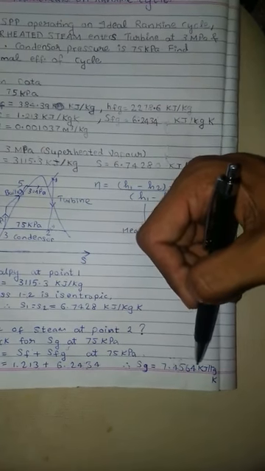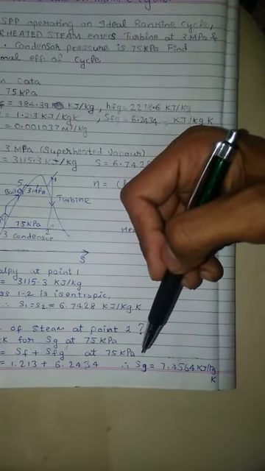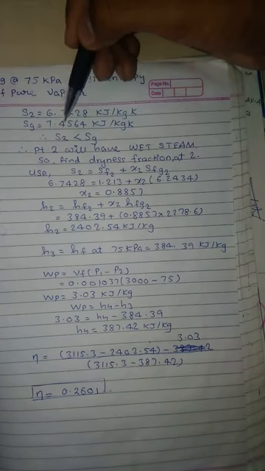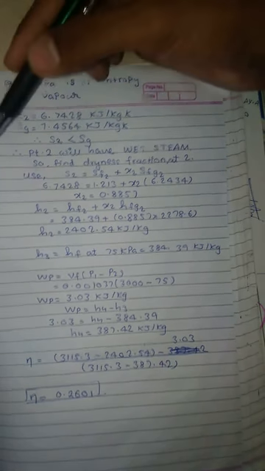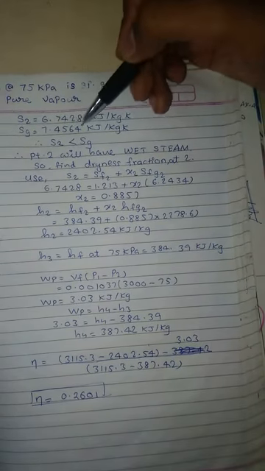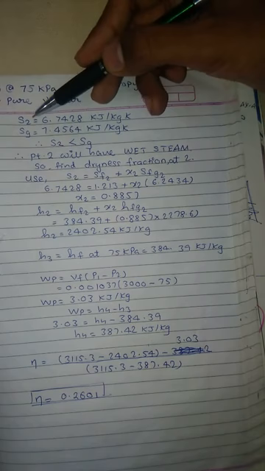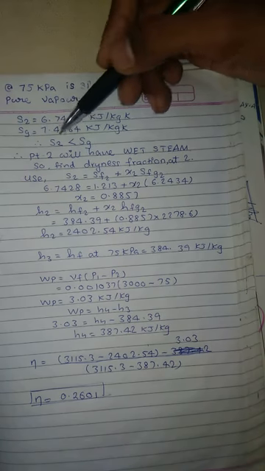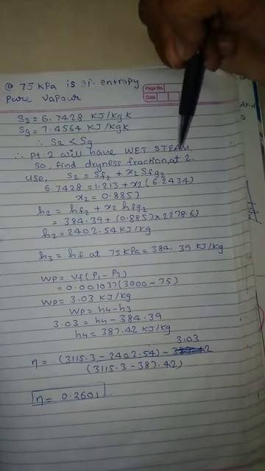As this S2 is less than Sg, you can see that S2 is 6.7428, but Sg is 7.4564, and therefore S2 is less than Sg. Therefore, point 2 will have wet steam. Had these two been equal, it would have been dry steam. Or if S2 were greater than Sg, then it would have been superheated vapor. But as of now, S2 is less than Sg, so point 2 will have wet steam.